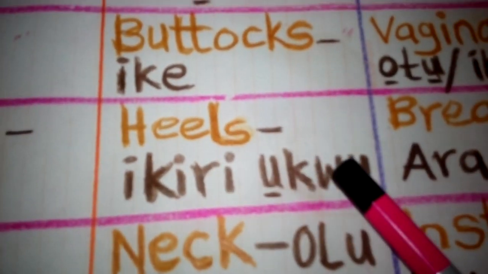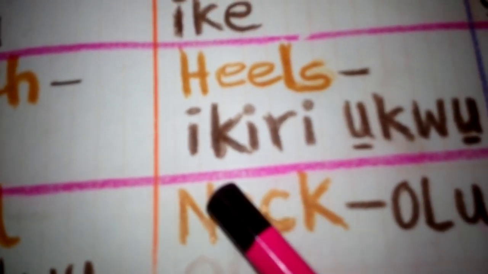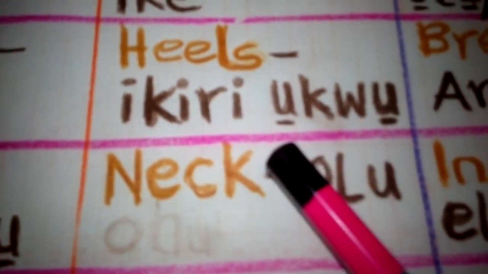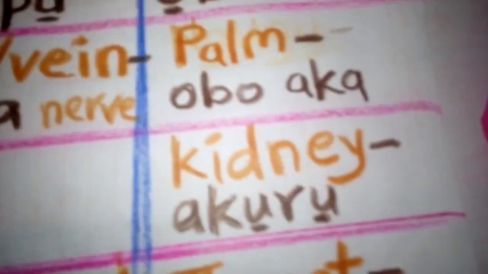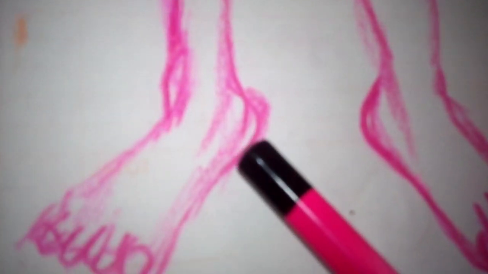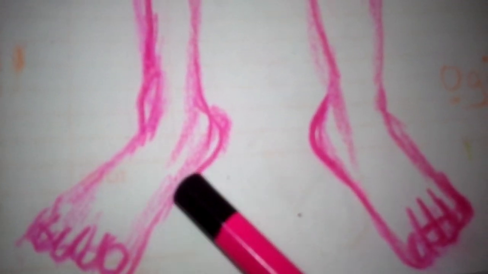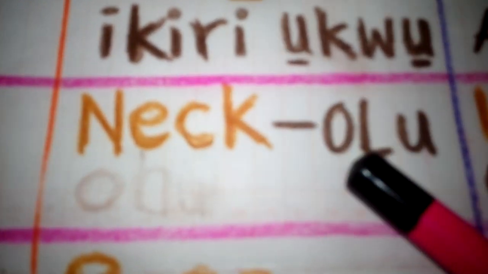Heels, ikiri okwu. Ikiri okwu is here, the back of the foot. The back of the foot is known as this place. This place is your heels. That's ikiri okwu.